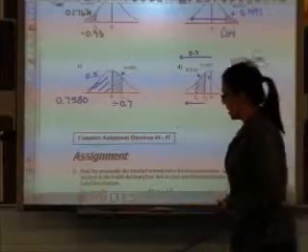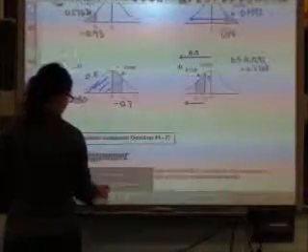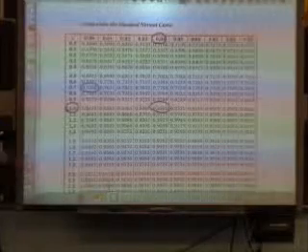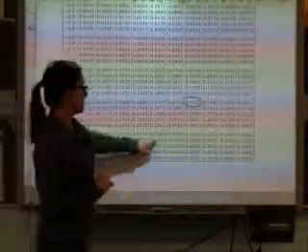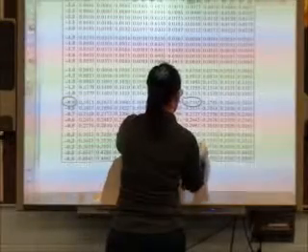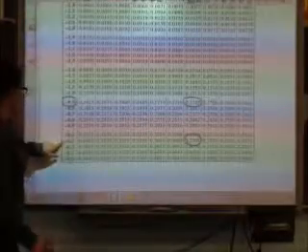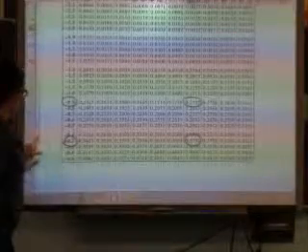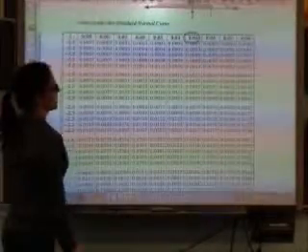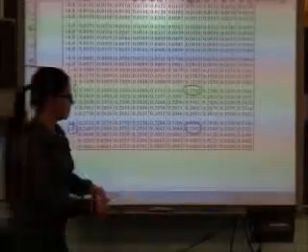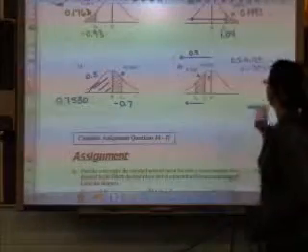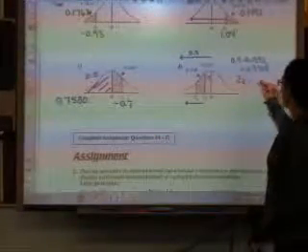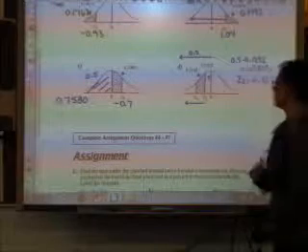So I can look that up. I know I need to be on the negative chart, and I'm looking for 0.3707. Right there. Negative 0.33. So the Z-score for 2, Z2 would equal negative 0.33.